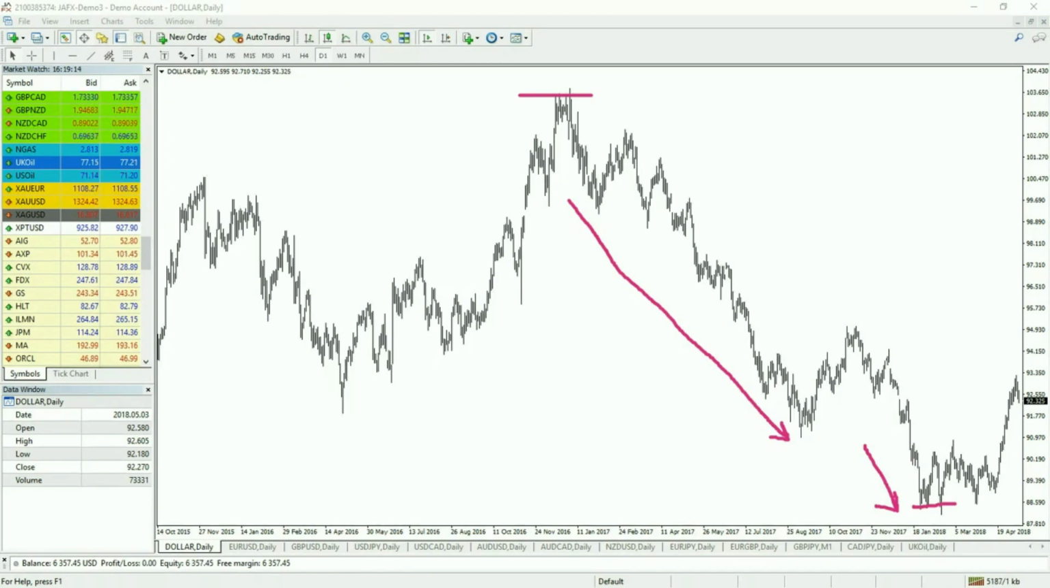Now what we've seen more relatively in the last 3 months, moving on from February to the current price action, is a very strong bounce in the US dollar. And we can see this by observing the US dollar index. So what we can do is zoom in.